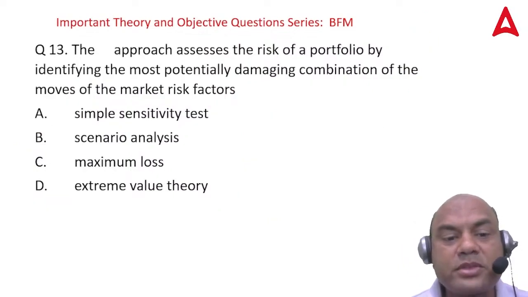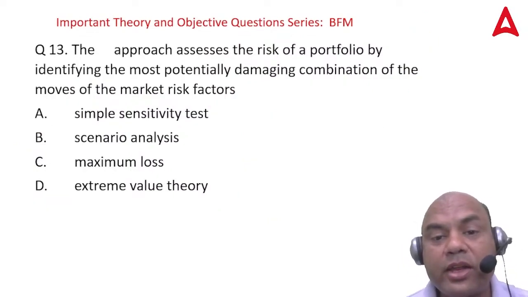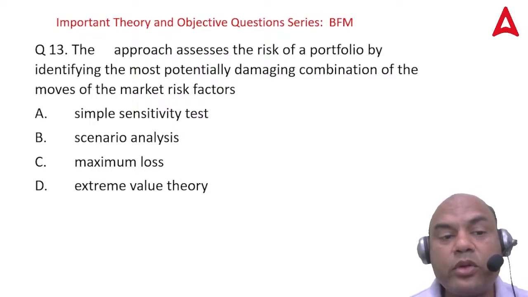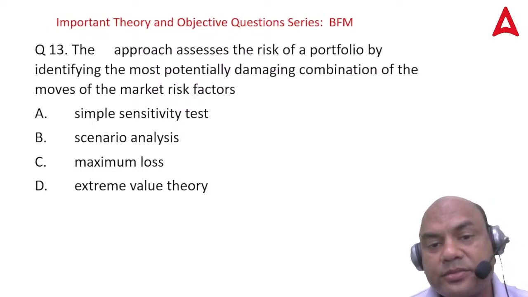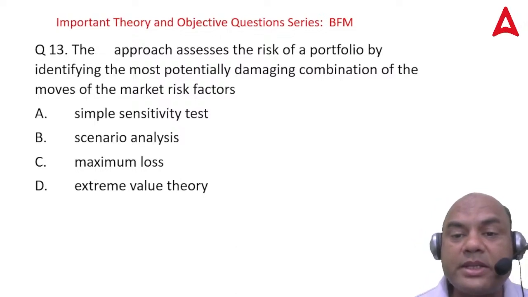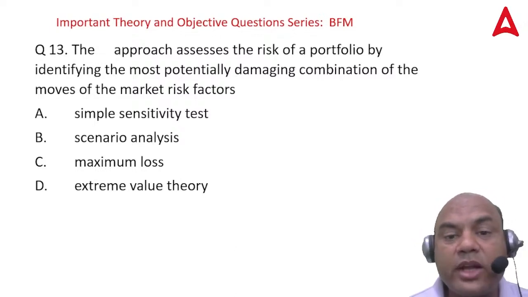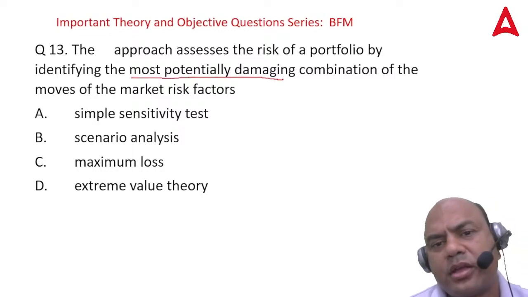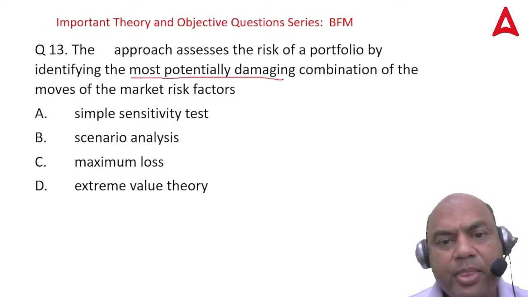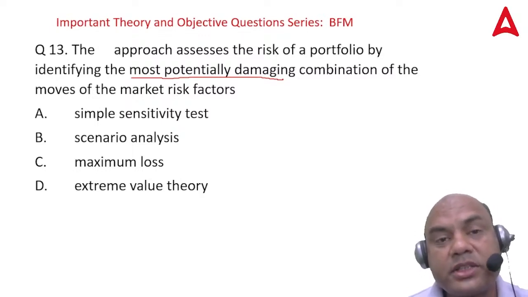The dash approach, see this, all of them we are covering, assesses the risk of the portfolio by identifying the most potentially damaging combination of the moves of the market risk factors. So most potentially damaging, okay. The dash approach assesses the risk of the portfolio by the most potentially damaging means which can affect me the most. Highest, hit it where it hurts, right? Or hit it hard where it hurts. That's the logic. So most potentially damaging combination.